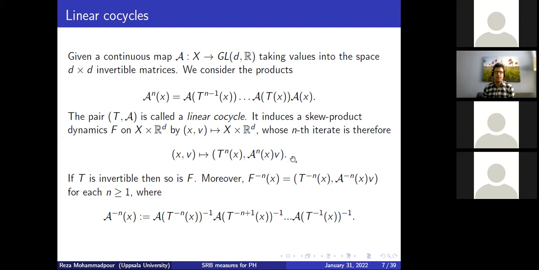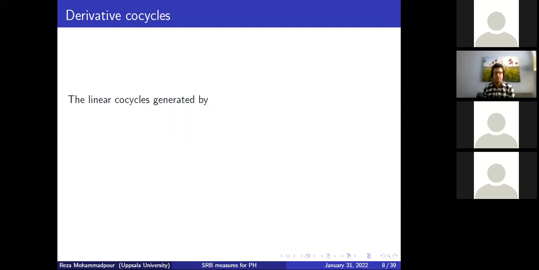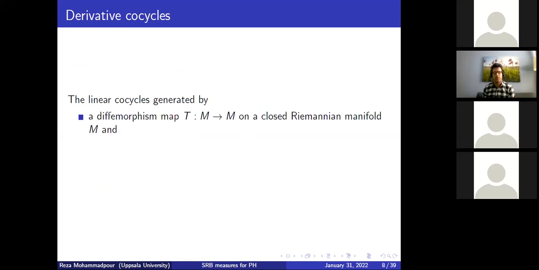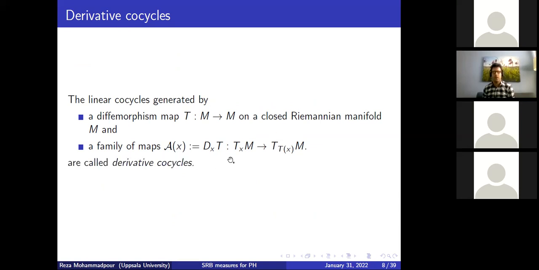Let us see a simple example of a linear cocycle. The example is as follows: the linear cocycle generated by a diffeomorphism T on a closed Riemannian manifold M to itself, and a family of maps A(x), which is the derivative at the point x, from the tangent space at x to the tangent space at Tx. I call this cocycle the derivative cocycle. So that was the simple example of a linear cocycle.